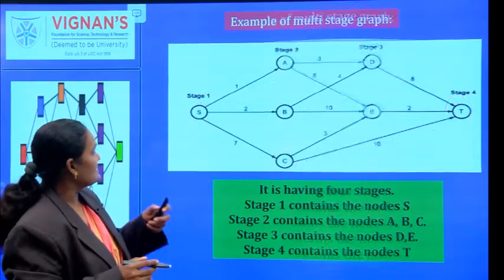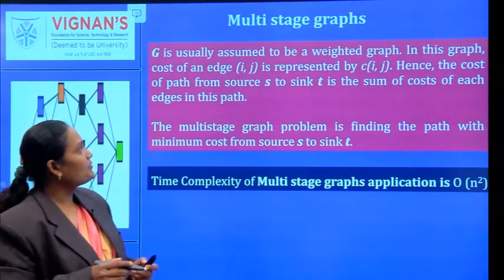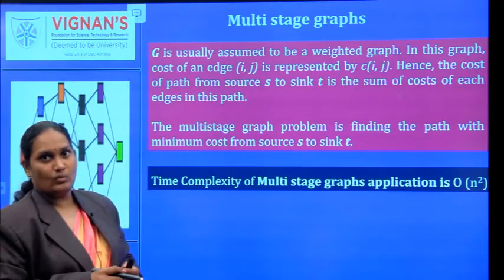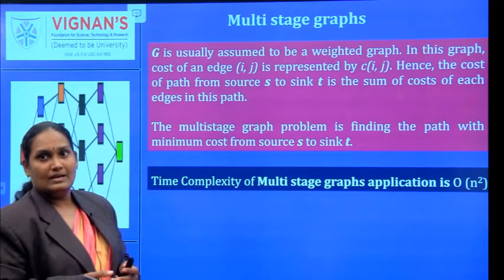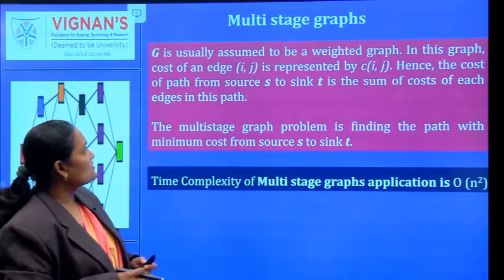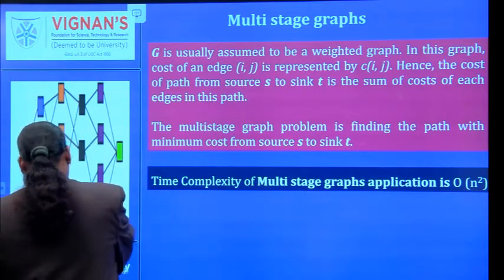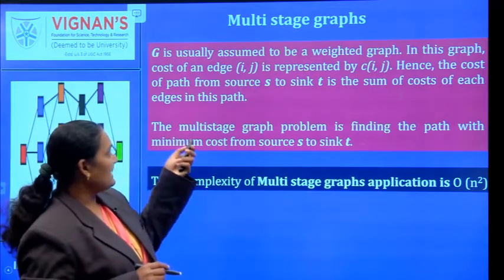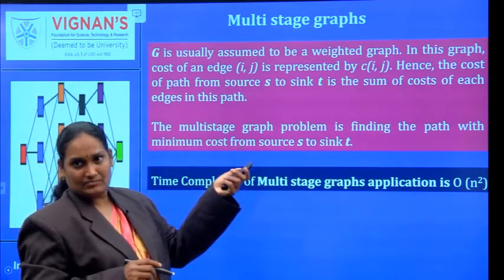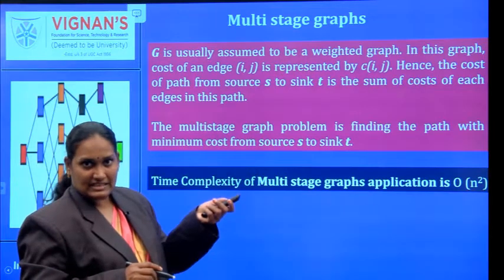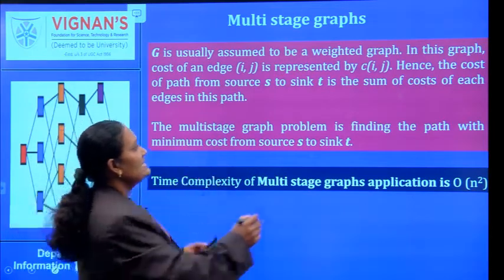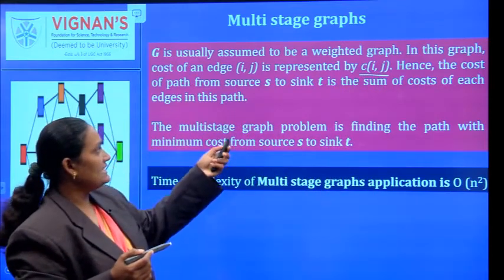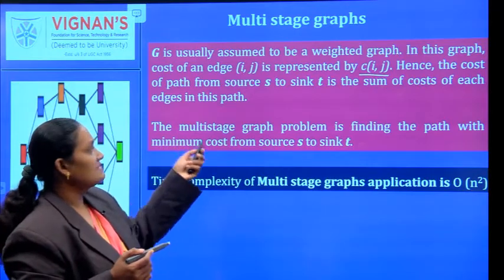Right? Now, what is the problem of multi-stage graphs? What is the problem statement that we are going to solve in this session? Let us see. G is usually assumed to be a weighted graph. In this graph, the cost of an edge (i, j) is represented by Cij. Here the weight assigned to an edge (i, j) can be represented as Cij. Hence, the cost of a path from source S to sink T is the sum of the costs of each edge in this path.